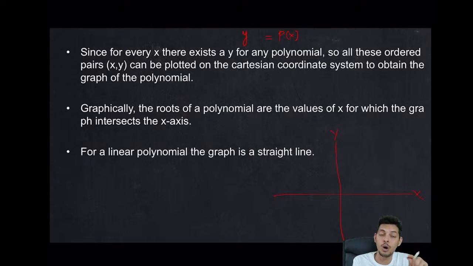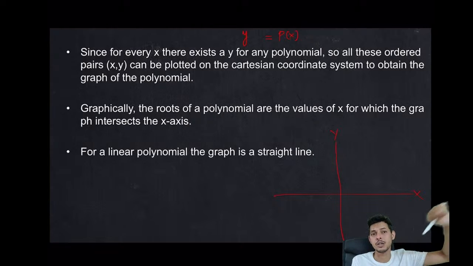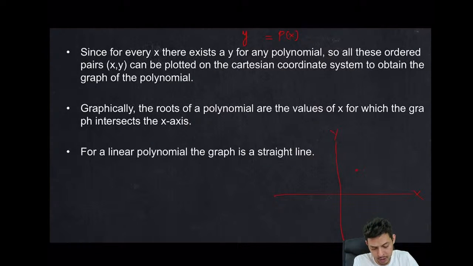When you plot all these values of x comma y on a graph sheet that contains your x and y axis, you are going to create a picture. Some picture. For example, let's say this is one x comma y, this is one x comma y, this here is one x comma y, this is one x comma y. When you connect all these like this, the picture that we create on the graph sheet is what we mean by a graph of a polynomial.